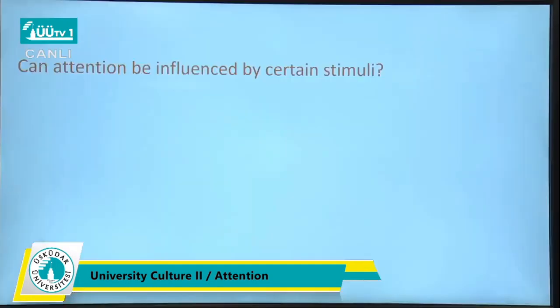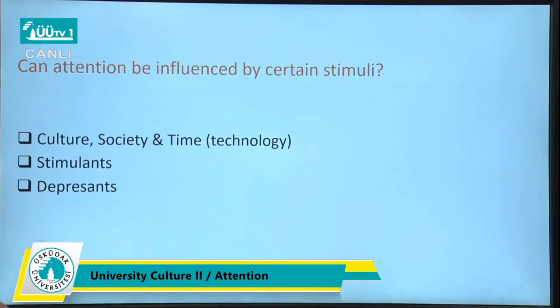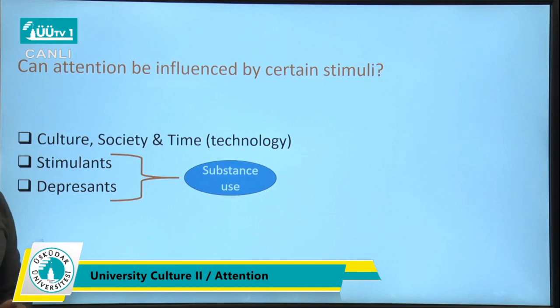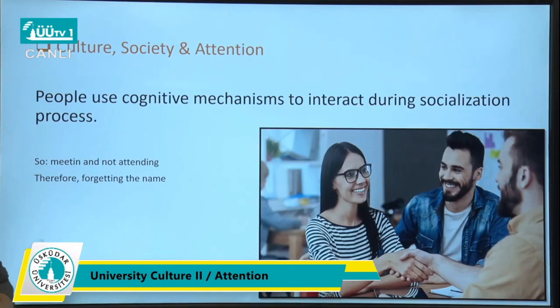Can attention be influenced by certain stimuli, such as culture, society? Time plays a role. That's why I use technology. As time progresses, technology changes, and we change our focus of attention to something else progressively. Stimulants, depressants, these are the substance abuse, right? Some of the classes of drugs that people abuse, can that alter attention? Culture and society, absolutely. People use cognitive mechanisms to interact during socialization process.